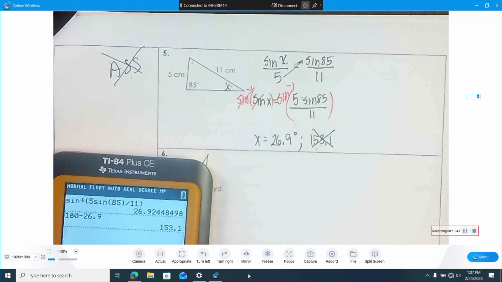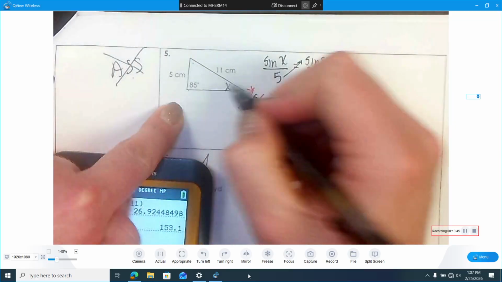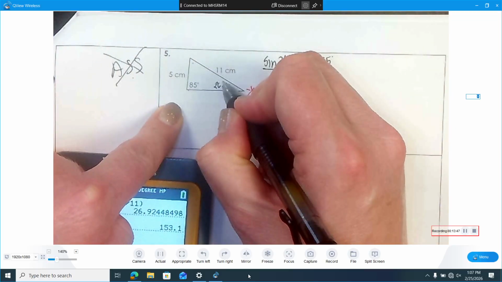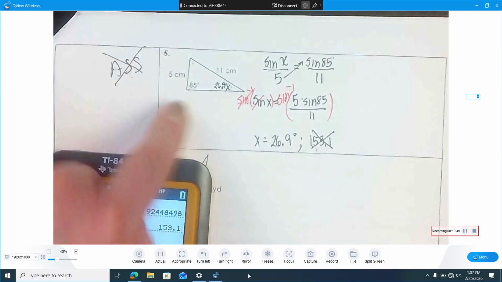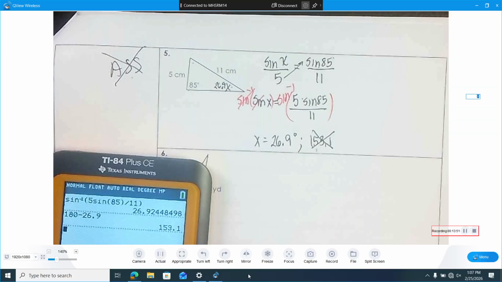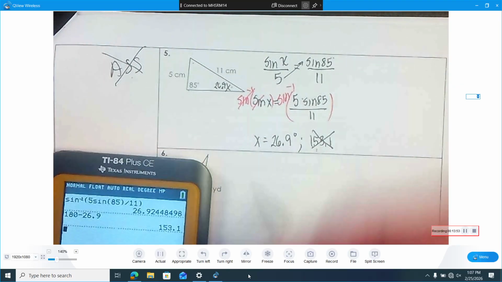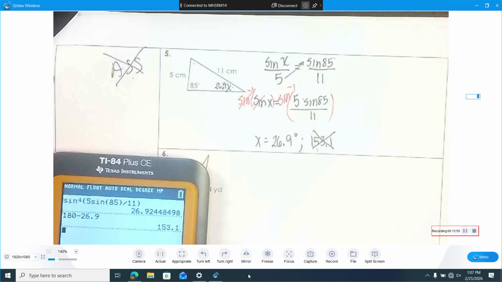Now we know that angle measure is 26.9. Now in order to use my area formula, I need to know this angle. So what is this angle going to be?